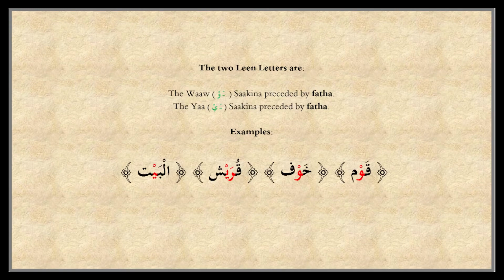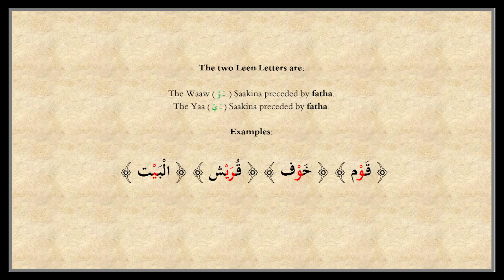There are another 2 letters called mad leen, which are waw sakina preceded by fatha and ya sakina preceded by fatha as well, like qawm, khawf, quraish, al-bayt and so on. Usually we prolong them if we are stopping at the verse which has this mad.